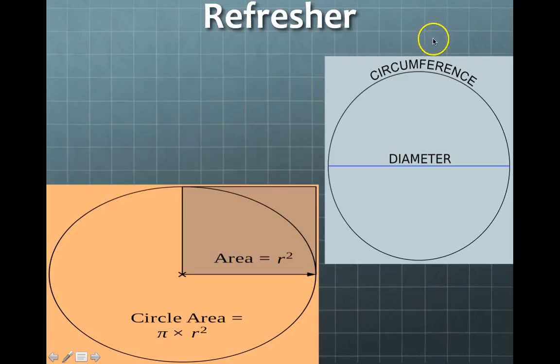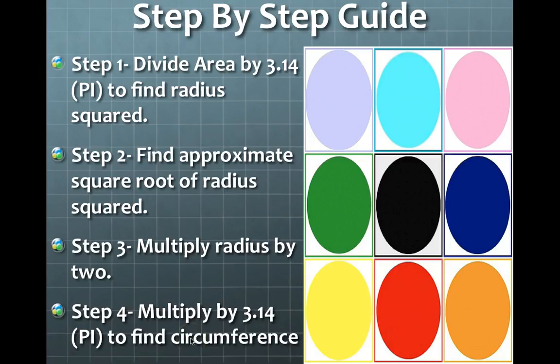A quick review: to find the circumference of a circle, it is pi, which I use as 3.14, the standard, times diameter. The circle area would be pi times radius squared. So here's the step-by-step guide on how to convert. To go from an area to circumference, you start by dividing the area by pi to find what the radius squared is. So area divided by 3.14, great. And that gets you the radius squared.